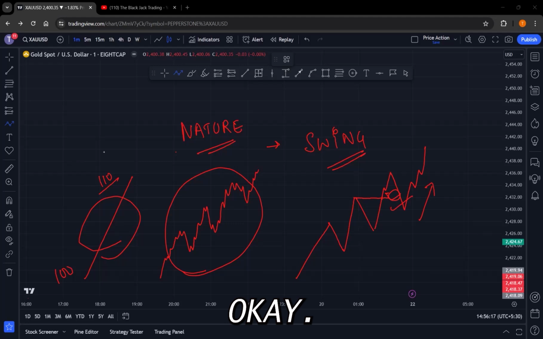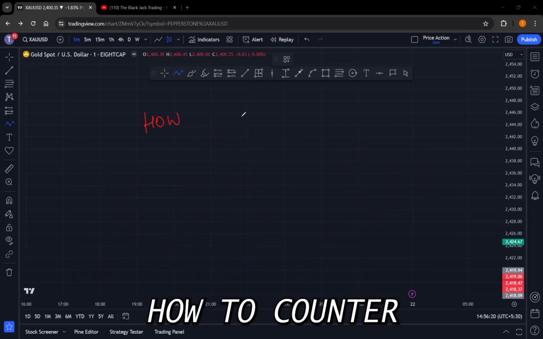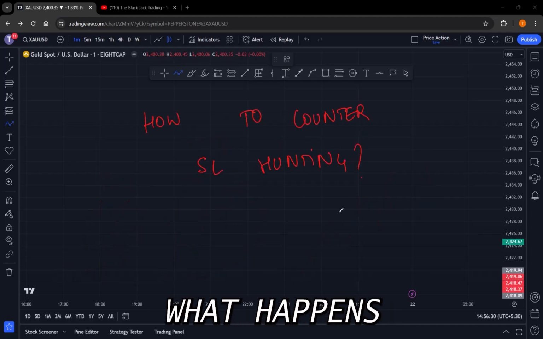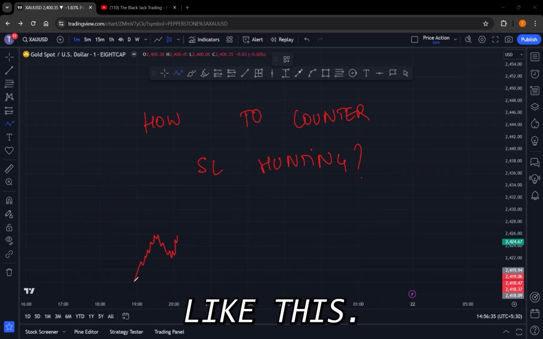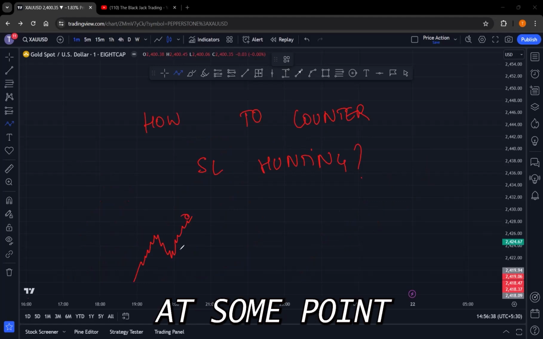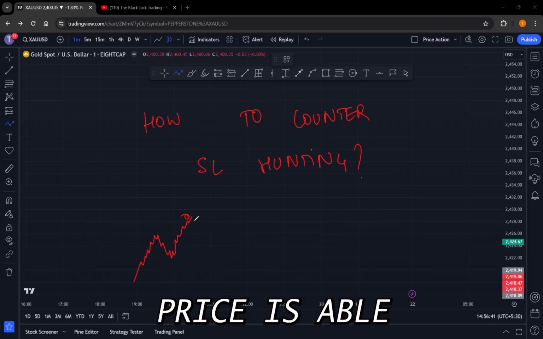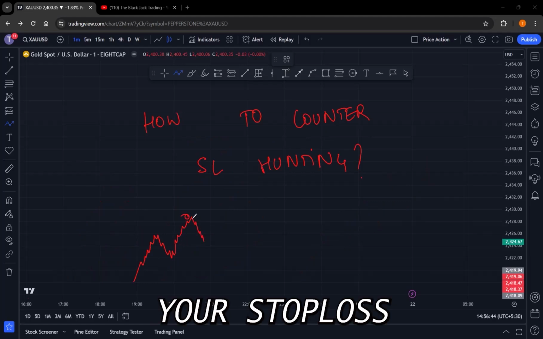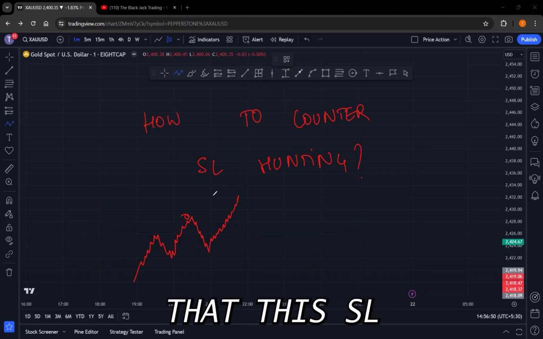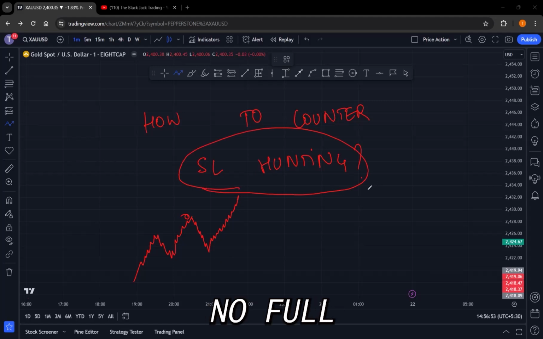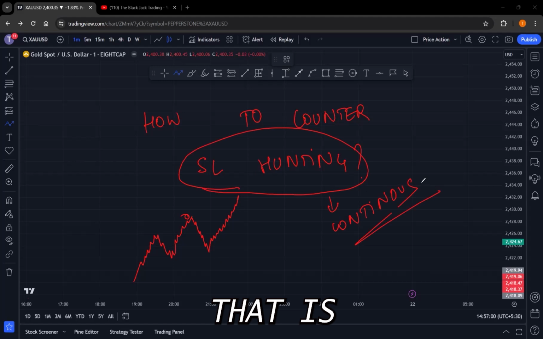So how to counter it? How to counter the SL hunting? Basically, whenever you try to take a trade in the real direction, let's say the market is moving like this, you try to buy at some point which is actually not correct, or the price is able to take your stop loss very easily and then finally goes in the right direction. That is what you have to understand, that this SL hunting goes on and on. There is no full stop to it. It's a continuous activity that is happening in the markets every time, every tick, every candle, on any time frame.